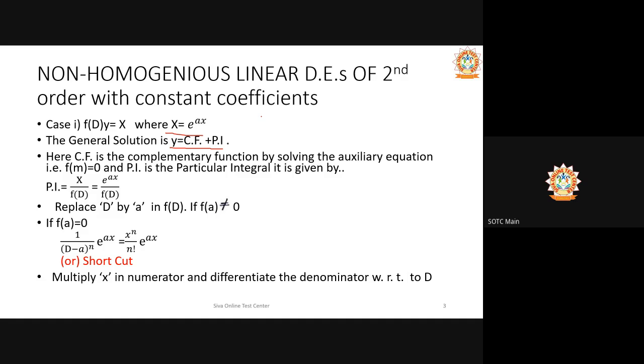For this f of D of y, this is the symbolic form. From this you need to make the auxiliary equation, which may be quadratic, cubic, or a polynomial. You solve this auxiliary equation and get the roots. Depending upon those roots, you write the complementary function.